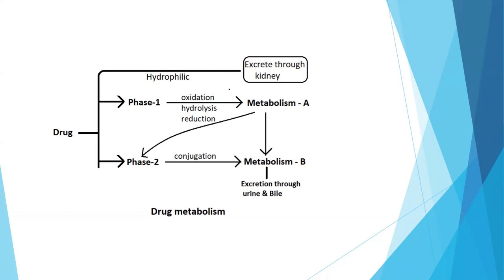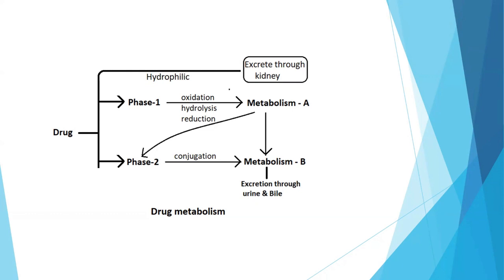Okay, that is also called metabolite A. That is the first metabolite product. Now, this metabolite can either go towards the phase two reaction, which is a conjugation reaction, or they can ultimately form a second metabolite, that is metabolite 2, and can get excreted through urine and bile.